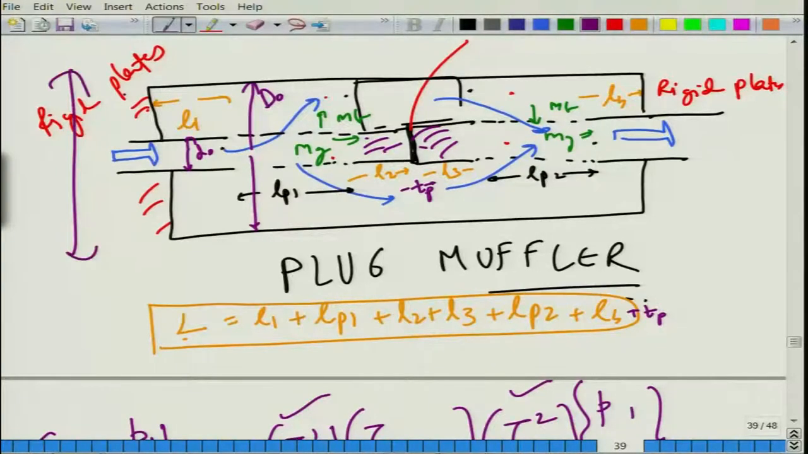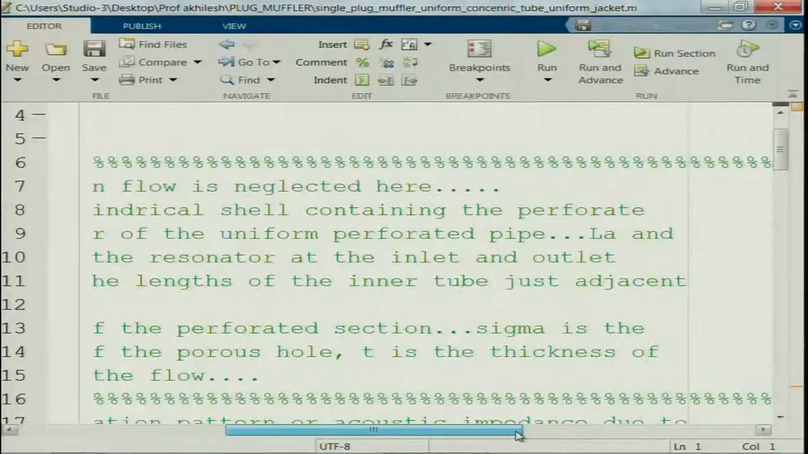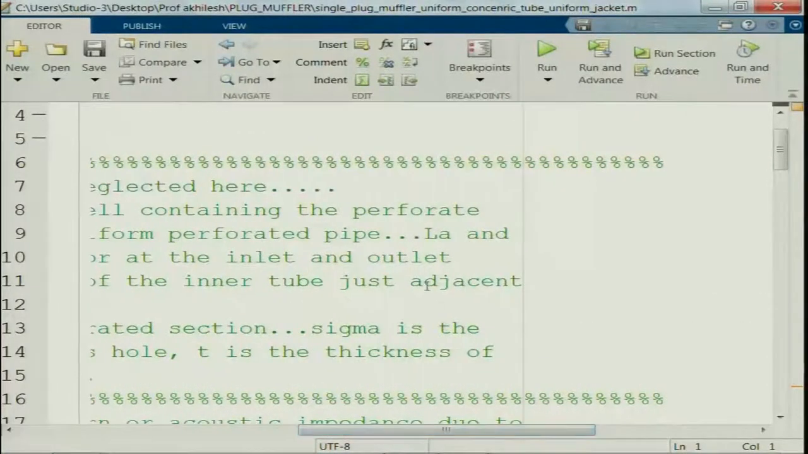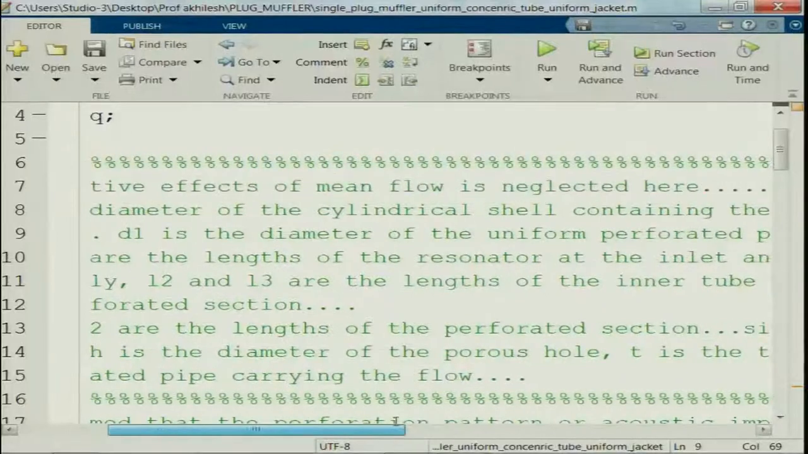Okay. So, now going over to the MATLAB code, D2 is the diameter of the cylindrical shell, D1 is the diameter of the uniform perforated pipe. So, the length is uniform, and forget about this LA, I do not know why I have written this.